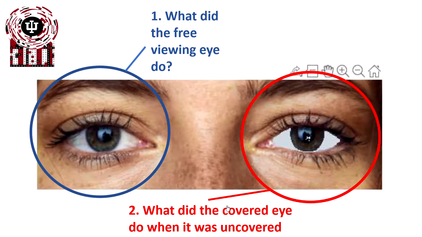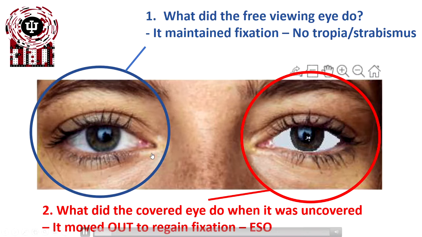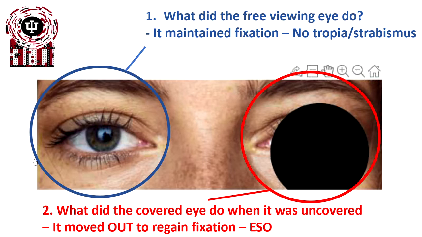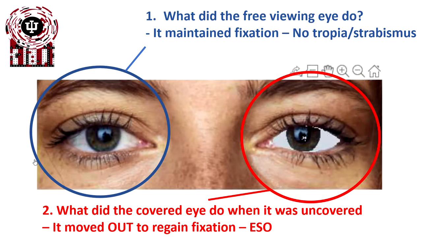So what happens in this example we've been talking about? One, what did the free viewing eye do? It didn't do anything. It maintained fixation the whole time. That means there's no tropia, no strabismus, nothing wrong with that eye, and everything is fixated. Now, what did the covered eye do when it was uncovered? It moved out to regain fixation. That's what makes this an Eso fixation, is the eye was in and has now had to move out to regain fixation. So this is an esophoria.